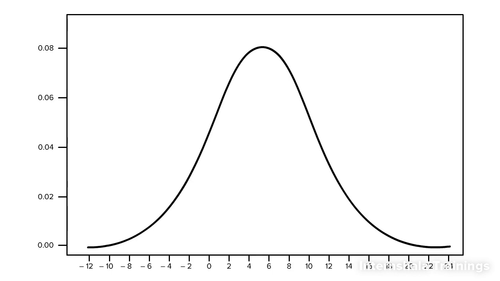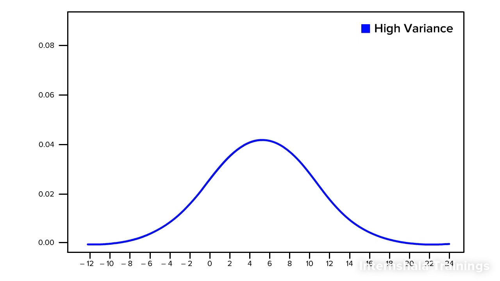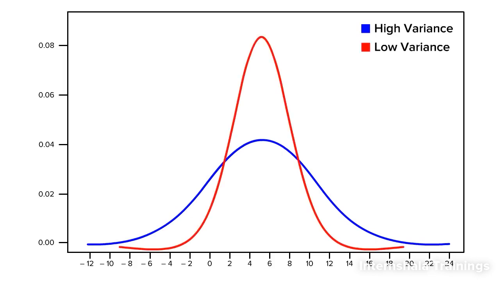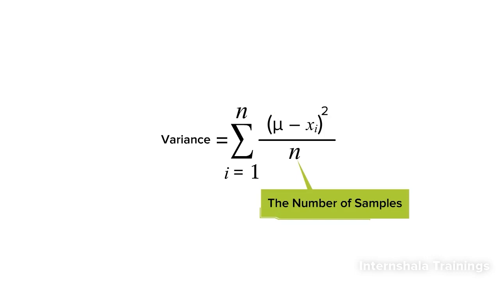Spread represents variance. And the best way to do that for a continuous variable is to find the variance of the subnodes. We know that higher the variance, farther apart are the values, and lower the variance, closer the values are from each other. And hence, our objective is to reduce the variance. Because of this, the method is called reduction of variance. This method uses the standard formula of variance to choose the best split, that is shown on the screen. Here, x is the data point, mu is the mean, and n is the number of samples.